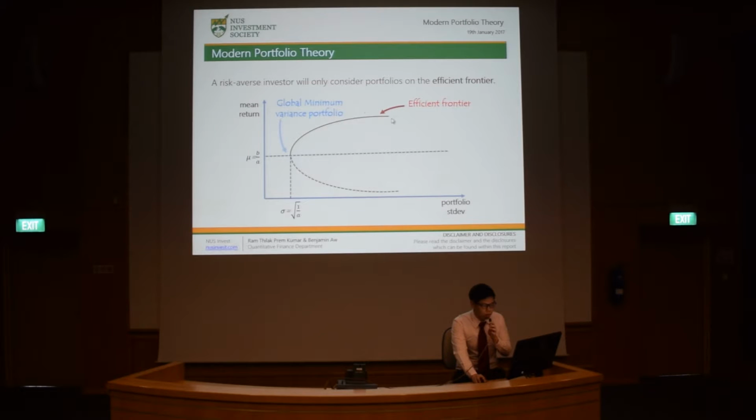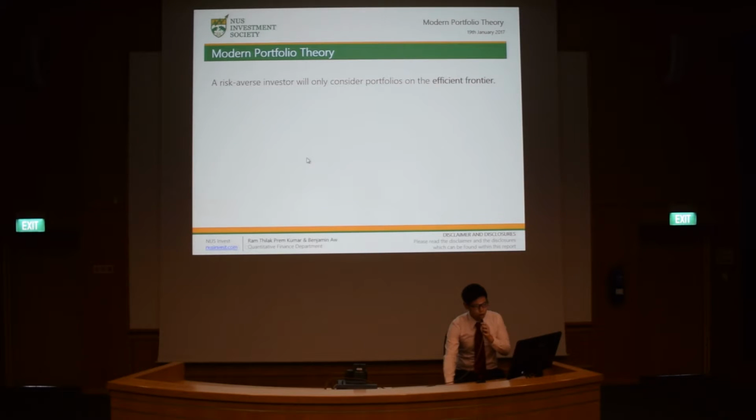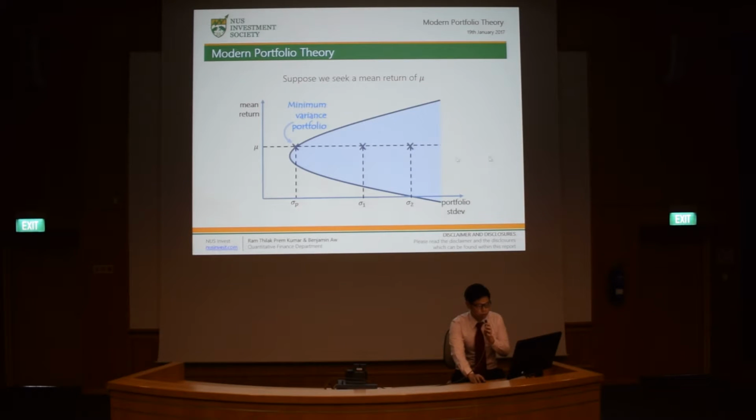We only consider this line also because, as you see from the previous slide, you always move towards this direction. For a certain amount of return, you want the lowest amount of risk. So you always move towards this line over here.